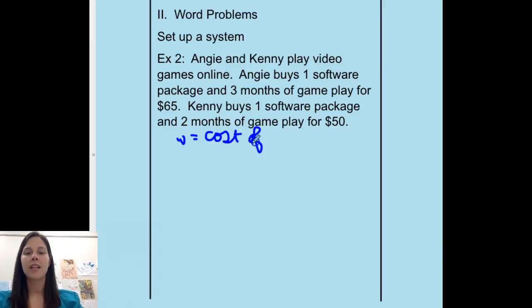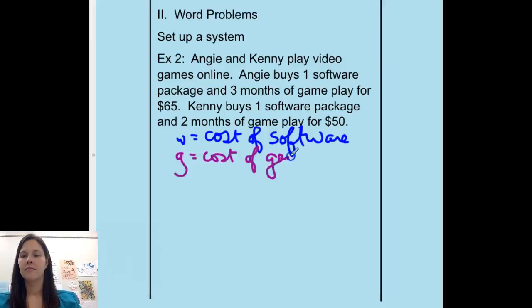When you are defining your variables, you need to be very specific. So you couldn't just let W equal software. What about the software? How much they purchased, how much it cost. So be very specific with your variables. The other thing we don't know is how much the games cost per month. If we were going to solve this system, which we're not just yet, we'll learn how to solve systems later, then this is the information that we would want to find from this question.